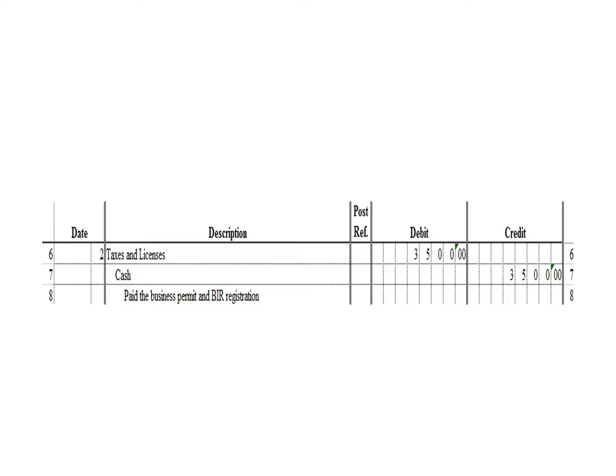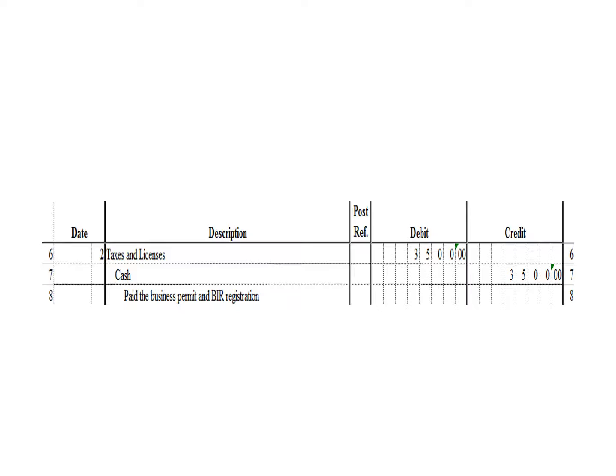To journalize the second transaction, first we have to write the date. So this time we're just going to write the date, which is 2, March 2. We don't have to write the year and the month again. We can do that on the second page of the journal. So we have 2, March 2. We debit taxes and licenses because taxes and licenses increase. How do we show the increase in an expense? We debit it. Under the debit column, we write 3,500.